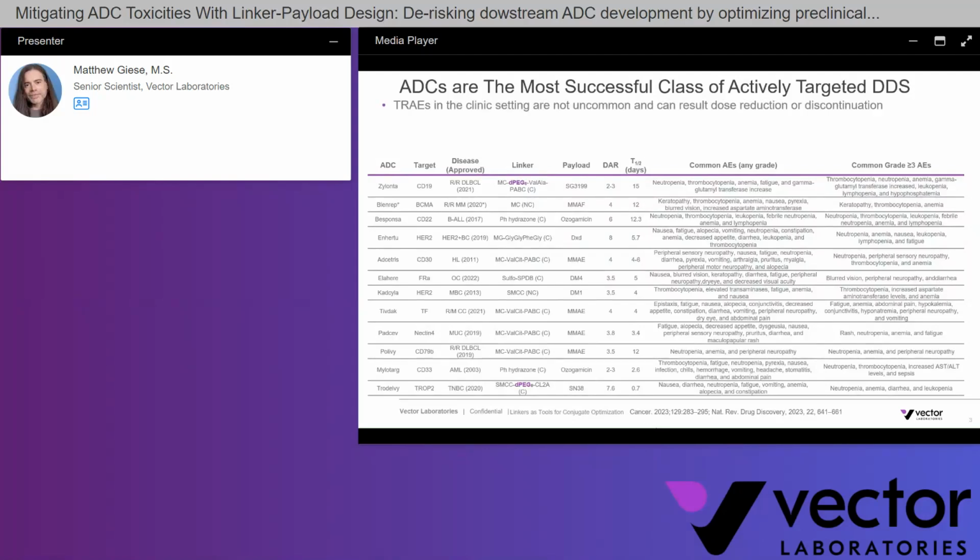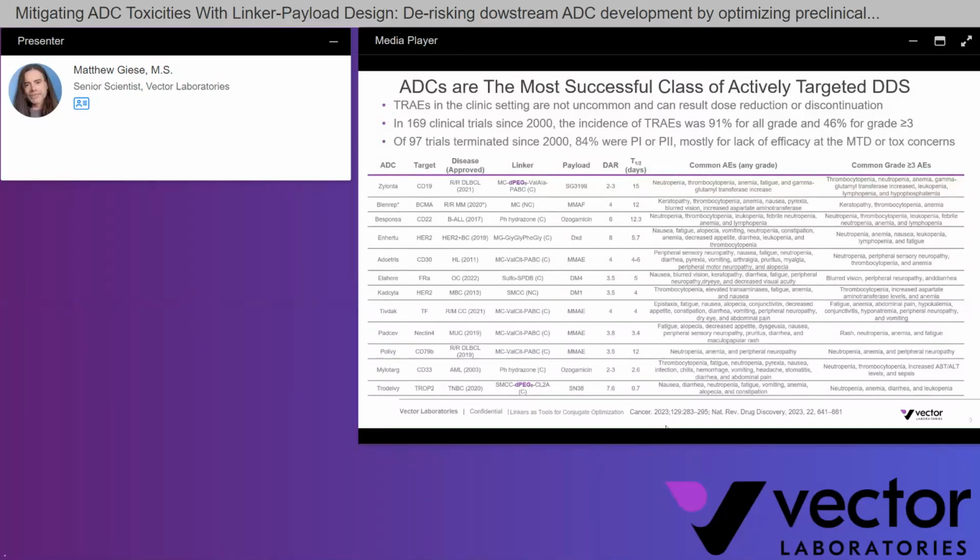However, as this table reveals, treatment-related adverse events are not uncommon, and they can result in dose reduction or discontinuation in the clinic. A 2023 meta-analysis found that in the 169 clinical trials conducted since 2000, which involved close to 25,000 patients, the incidence of treatment-related adverse events was 91% for all grade and 46% for grade 3 or greater.